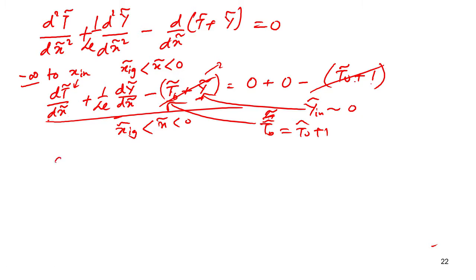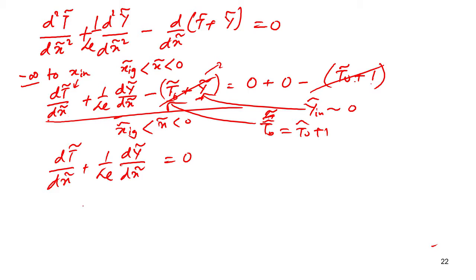So what we are left with is dT̃/dx̃ plus 1 by Lewis number dỸ/dx̃. But please remember, this holds only within the reaction zone. It is not in any part of the flame. It is only when the left hand side is in the reaction zone that we can do this. So that is why the integration limits are important. Okay, so dT̃/dx̃ plus 1 by Lewis number dỸ/dx̃ is equal to 0.